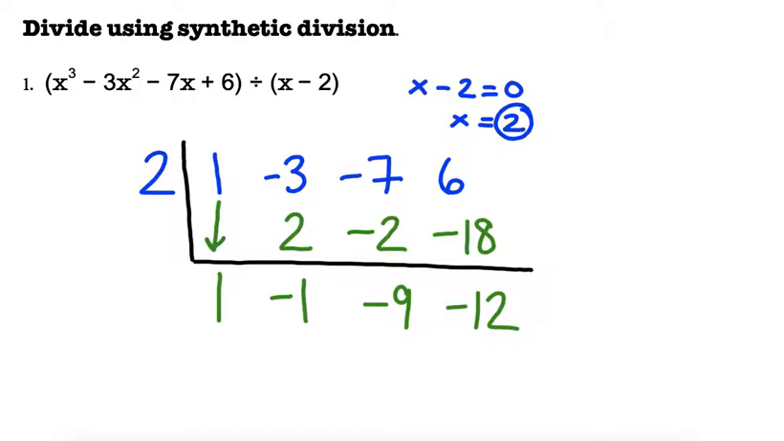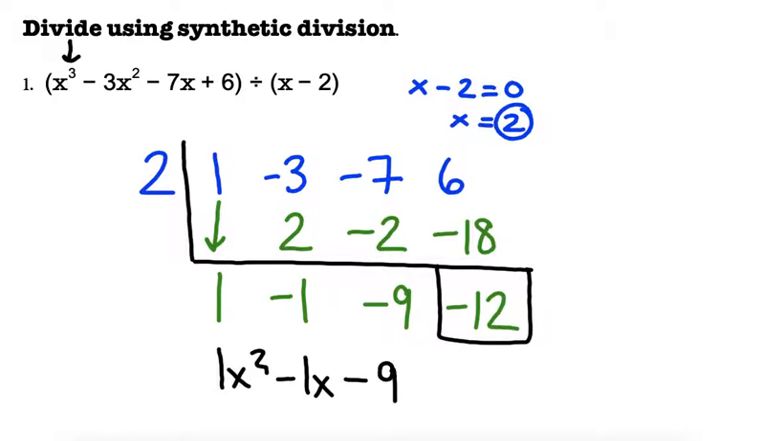Now the number at the end is basically our remainder. We took an x to the third and divided it by an x. So what I'm left with is 1 power less than what I started with. Since I started with the third power, when I list my answer, I'm going to start with the second power, or squared. So 1 becomes 1x squared, or just x squared. Negative 1 becomes negative 1x, or negative x. Negative 9 is our constant. Now you could do plus a negative, or you could do minus, because it is a negative 12.